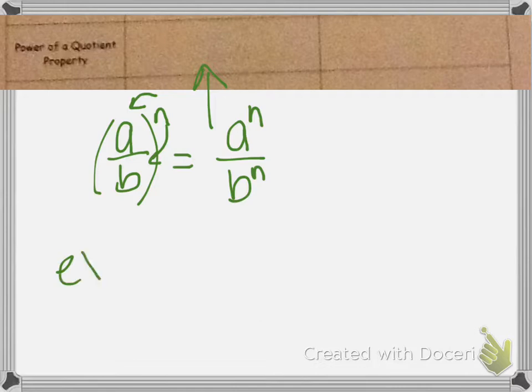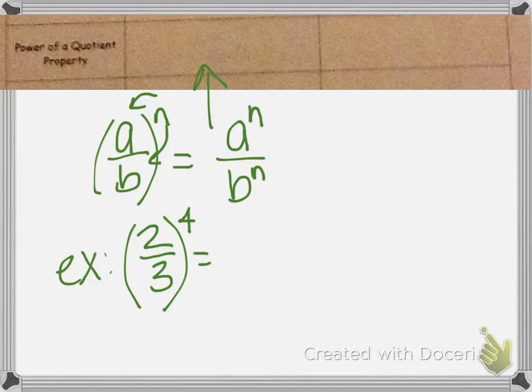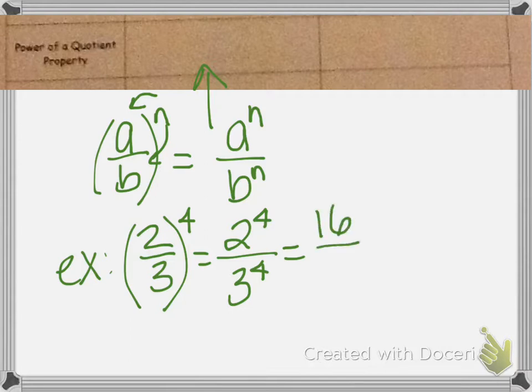So for example, if we do this in numbers, let's say 2/3 to the 4th power, this would be equal to 2 to the 4th power over 3 to the 4th power, and then you can simplify that even further. So 2 times 2 is 4, times 2 is 8, times 2 is 16, so this would be 16. 3 to the 4th power is 81, and we could simplify to here using this power of a quotient property.